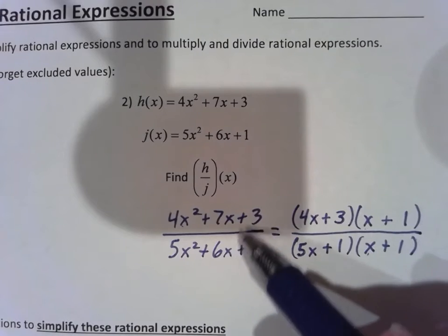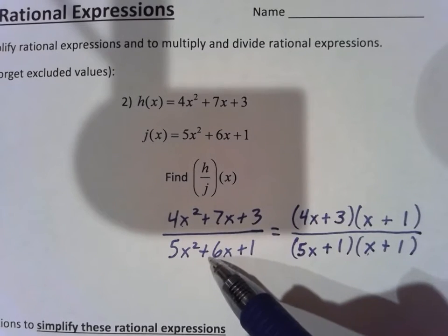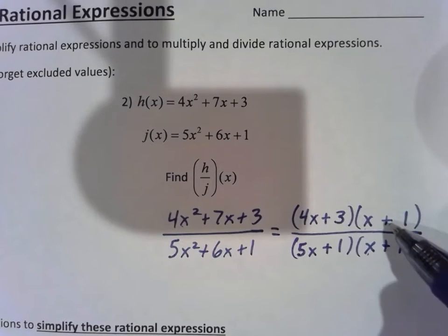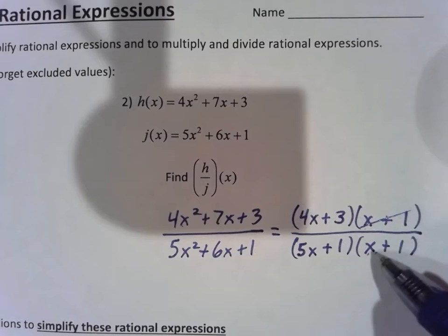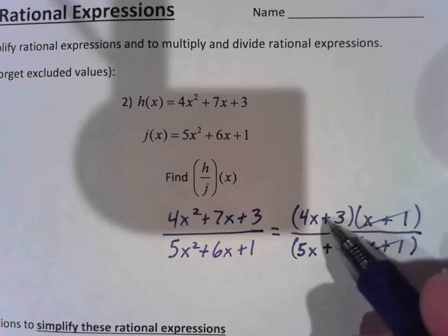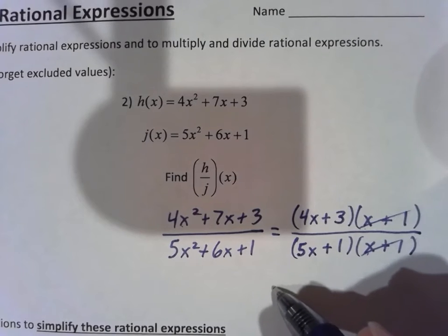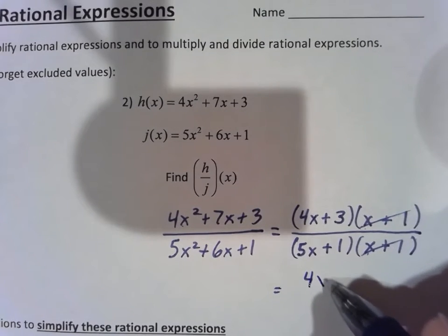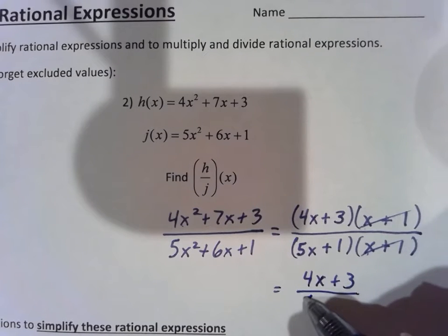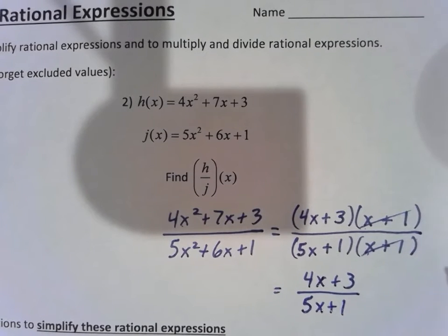So once you simplify an expression, then we want to reduce, we want to cancel any common factors. I see an x plus 1 on top and an x plus 1 on bottom. The other two factors do not cancel, and so 4x plus 3 is left on top, and 5x plus 1 is left on bottom.